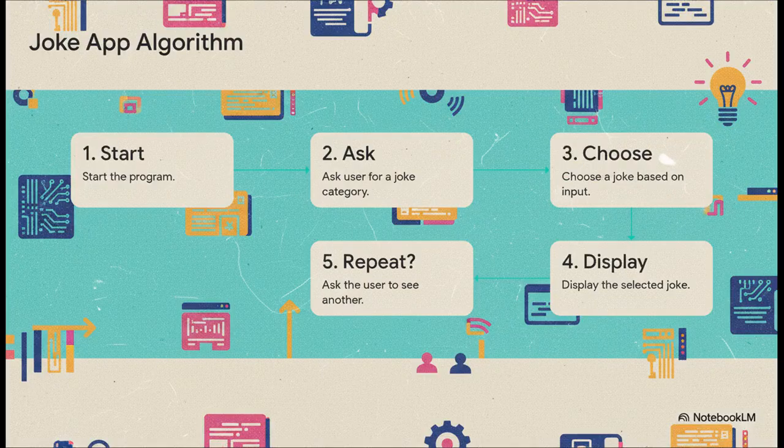Check this out. It's a perfect example. This is an algorithm for a super simple joke app. See how it's just a logical sequence of steps? Start the program, ask the user what they want, choose a joke, show it to them, then ask if they want another one. Simple, right? This is the core logic, the brain, that will eventually become our app's code.